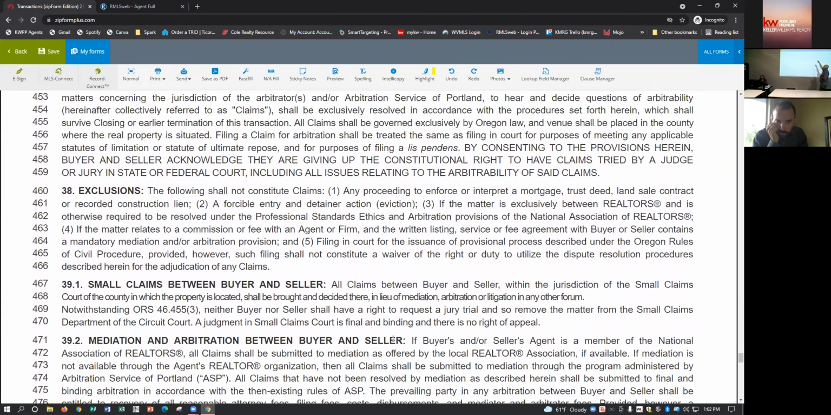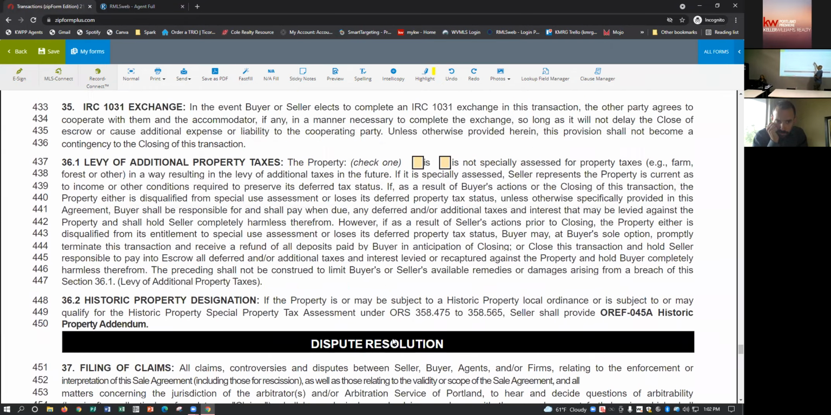Go back up to levy of property taxes. Usually we're going to check this one: the property is not specially assessed for property taxes. If it were a historic property, or a rural property, or forested or something like that, there may be a different tax. There might be a tax deferment that the seller has to avoid, or if they're elderly, they can defer their property taxes until closing. You want to make sure you check the correct box there.